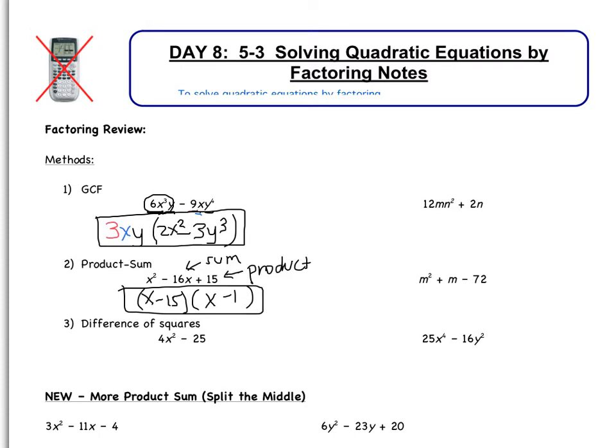And then difference of squares. Difference means subtracting, and then perfect squares. 4 is 2 times 2, x squared is x multiplied by x, and 25 is 5 multiplied by 5. So this factors into 2x and 2x, because that multiplies to give me 4x squared. 5 and 5, that multiplies to be 25. One addition and one subtraction. Right now pause the video and you try the next three on your own, please.